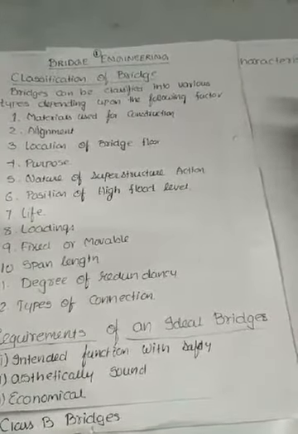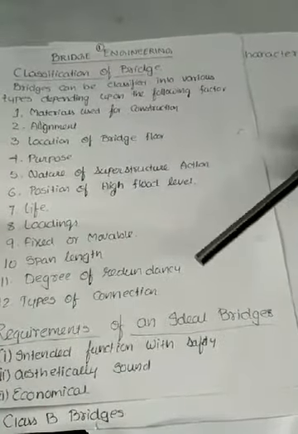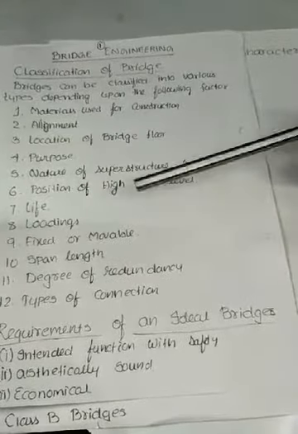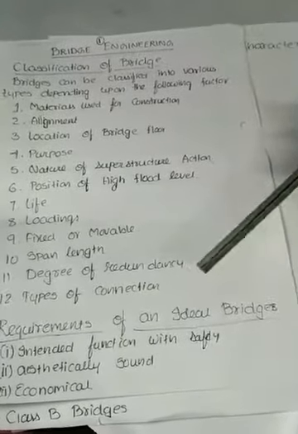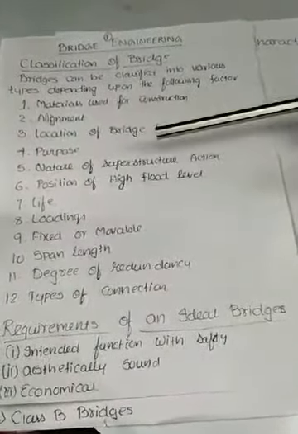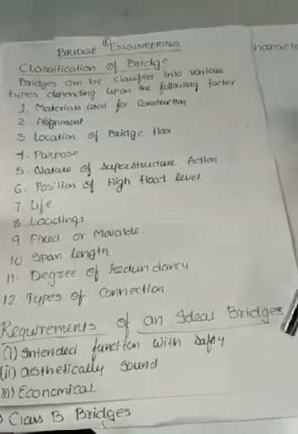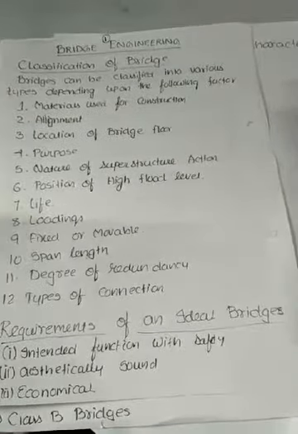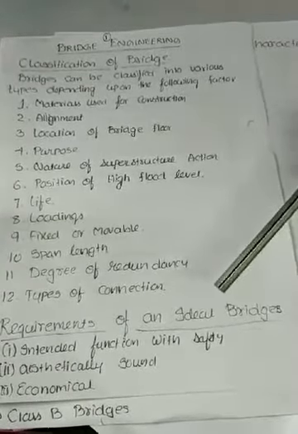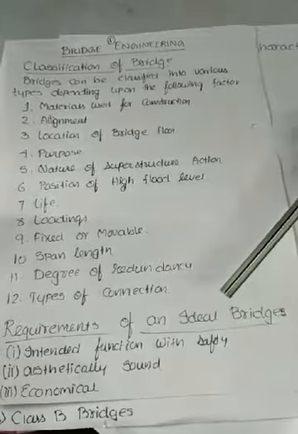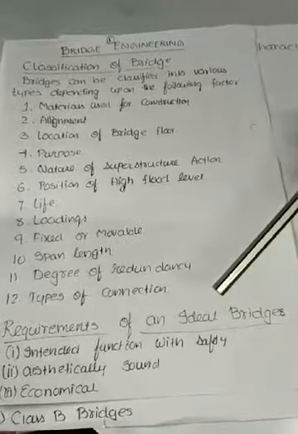Next, nature of superstructure action. Under this, the bridge may be classified as portal frame bridges, truss bridges, balanced cantilever bridges, and suspension bridges. Next, life. Under this, the bridges may be classified as permanent or temporary bridges. These permanent and temporary types of bridges are further classified as given in chart 2 of IRC.